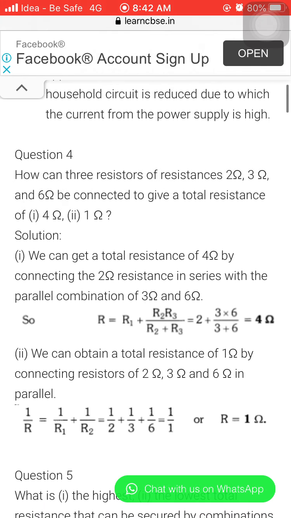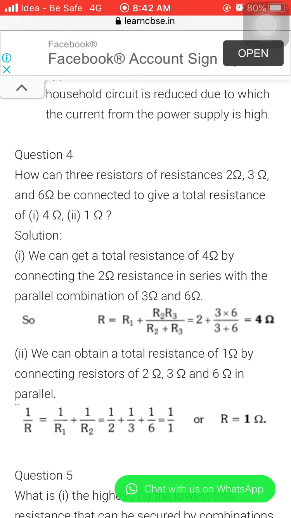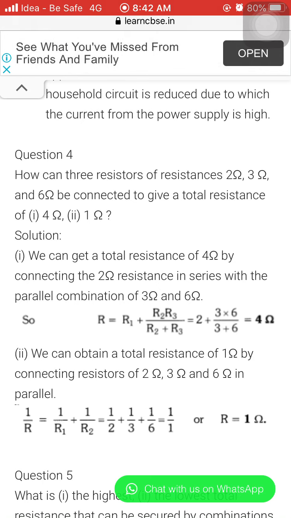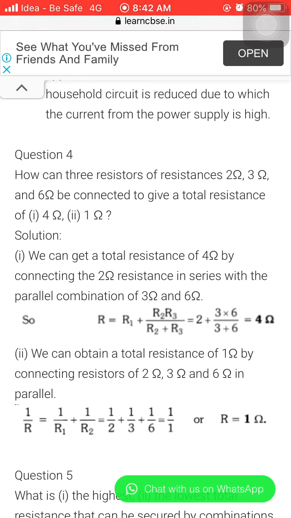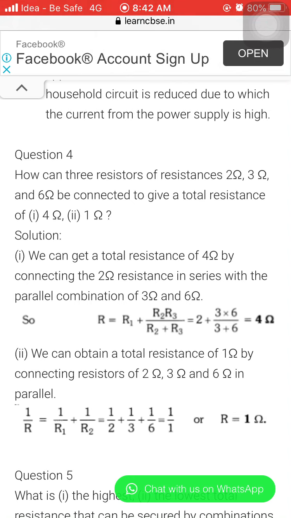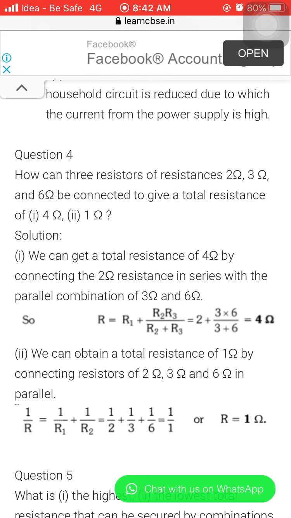Next question we have: how can 3 resistors of resistance 2 ohm, 3 ohm and 6 ohm be connected to give a total resistance of 4 ohm and 1 ohm? Basically, total resistance of 4 ohm is obtained by connecting the 2 ohm resistance in series with the parallel combination of 3 ohm and 6 ohm. If you do this, you will find that the equivalent resistance would be 4 ohm. Now secondly, how to obtain 1 ohm? For this, you have to connect the resistors of 2 ohm, 3 ohm and 6 ohm in parallel. If you connect all these in parallel, you will get the answer as 1 ohm.